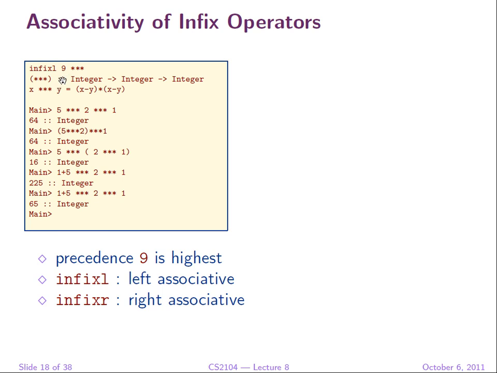But this one, notice the changes in the declaration. There's an L here, right? And there's a precedence level here, 9. 9 is the lowest precedence level. 1 is the highest. We don't have from 1 to 1200 as in Prolog. We only have from 1 to 9 in Haskell. All right? And this will make this operator, triple star, left associative and at the lowest level of precedence.